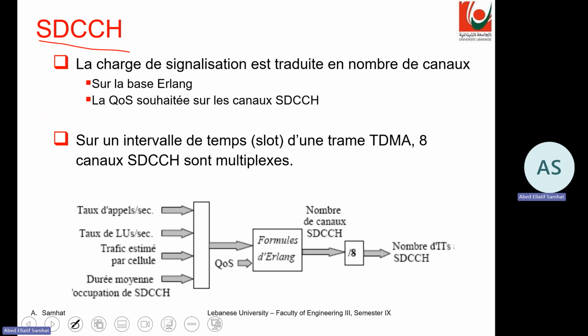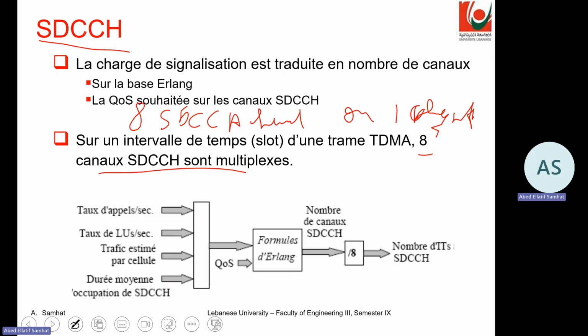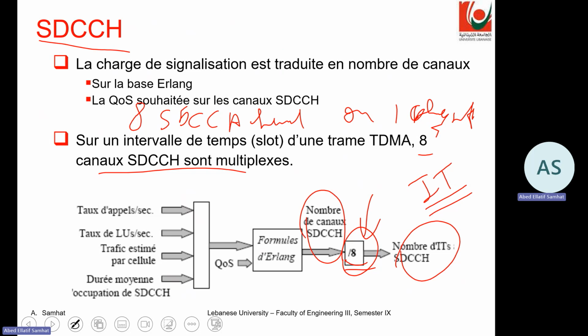And typically we can multiplex 8 SDCCH channel that are logical on one physical channel. So that's why for 8 SDCCH channel, we can use only one time slot. So that's why in order to find the number of time slot that we want to use for SDCCH, we divide the number of SDCCH channel over 8. Because here we make a multiplexing of 8 logical SDCCH channel over one physical channel.